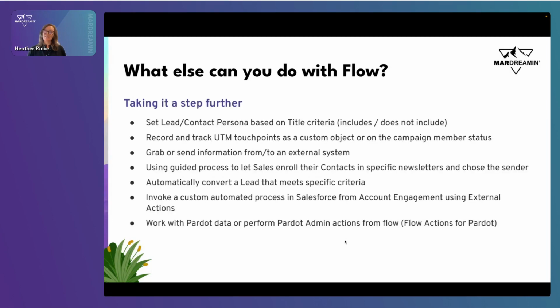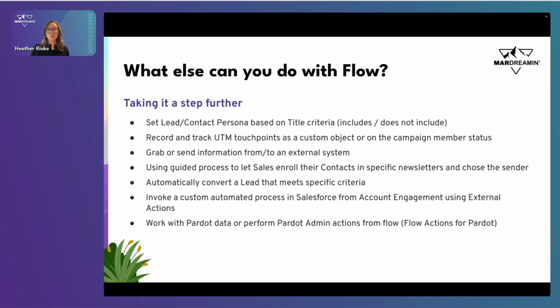Okay, so there's more. This is where you can take things a step further. Maybe you want to track persona based on title. You can do this with Flow based on specific includes or does not include criteria. You can record and track UTM touch points, whether it's saving them on a custom object or maybe on the campaign member.